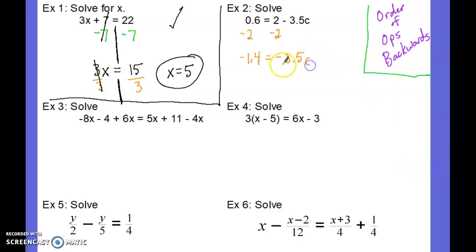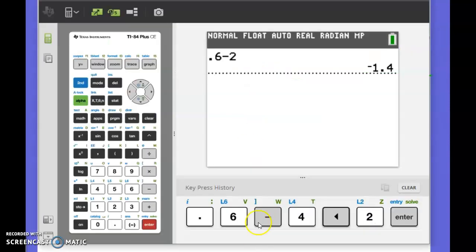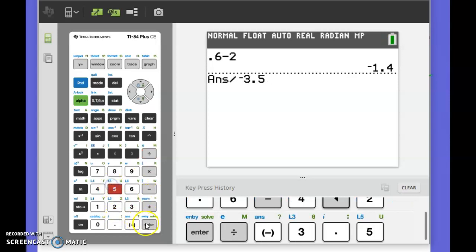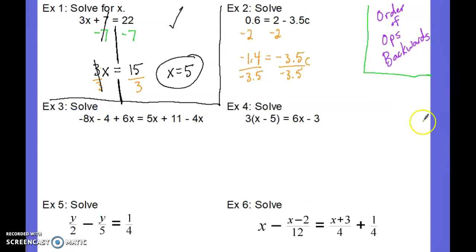And then, this is a multiplication problem, so to divide is how to get rid of the multiplication. So divide both sides by negative 3.5. And again, with the calculator, because you're allowed to use it, just divide by negative 3.5. And you get your answer of 0.4. Sorry, I didn't give you much room. And you can double check that this is correct by plugging it into C right here. Double check that you have the correct answer. I'm not going to waste your time doing that. I would just encourage you to do that.